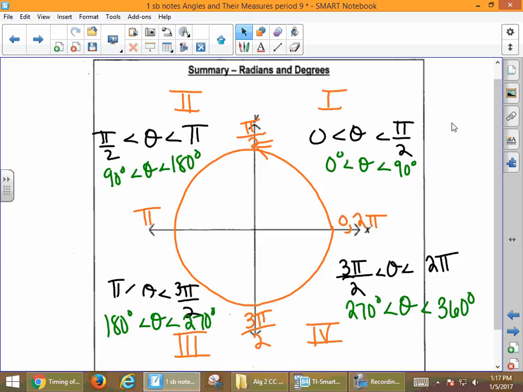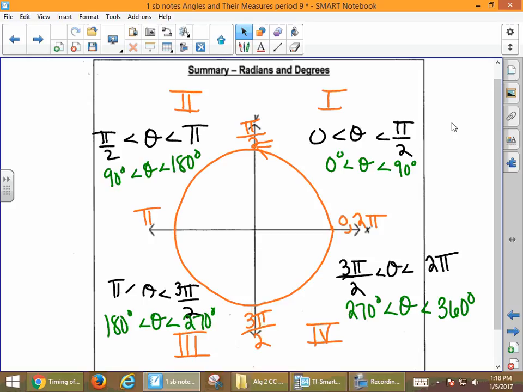When we last finished our notes, we left off with our summary of the radians and degrees. Just a couple points to reiterate. We are going counterclockwise on this circle. You can see my arrow up there by the pi over 2. We start at 0, we go to pi over 2, then we go to pi, and then down to 3 pi over 2, and then back full circle to 2 pi.